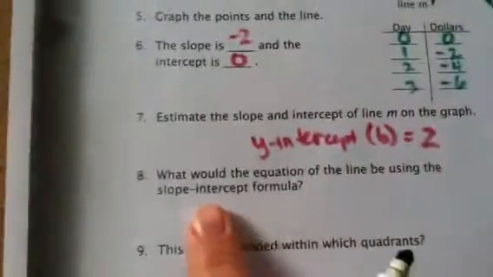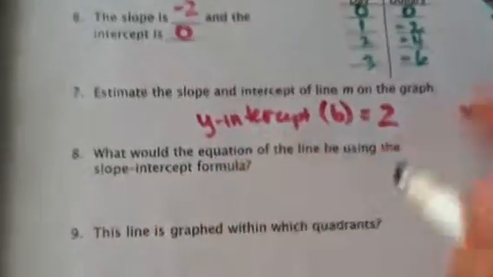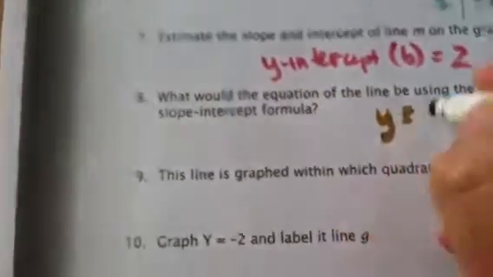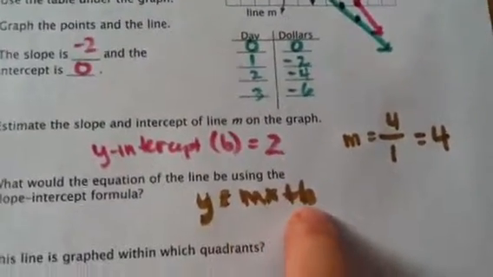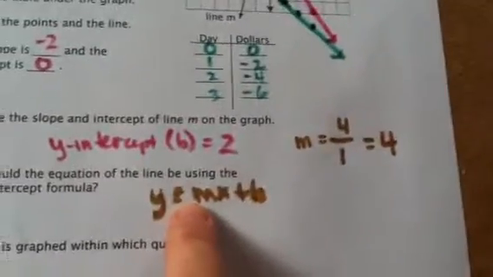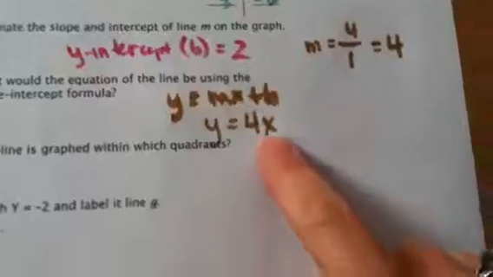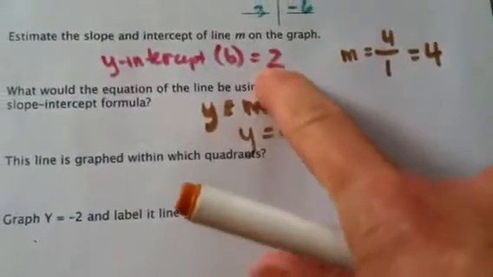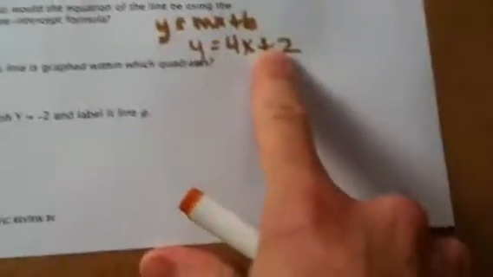Okay? Now, what would the equation of the line be using this slope-intercept formula? Well, here's the equation you guys need to know like crazy. Y equals mx plus b. Always fill in for the m and the b. Your m is 4. So you're going to go y equals 4. Don't forget to write your x. Your b is a positive 2. So you're going to go plus 2. And there's your equation for that line.